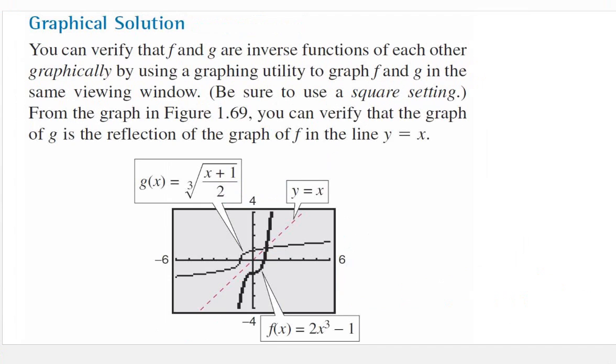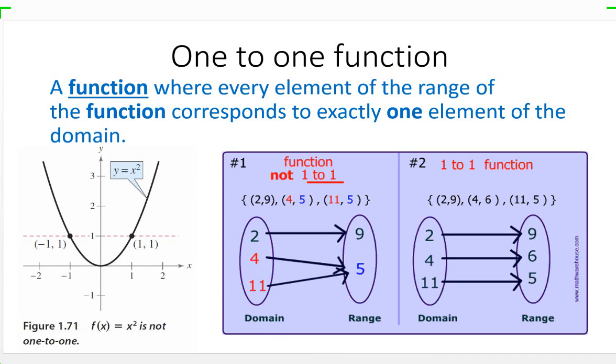So if we take a look at the graphs of the example we just did at the beginning, g of x was the cube root of (x plus 1) over 2, and f of x was equal to 2x to the third minus 1. If you graph them here, you will notice that here's the line y equals x going through the origin. You'll notice that these graphs here are reflections of each other across the line y equals x. And we algebraically have already proven that these two functions are inverses of each other when we did their compositions.